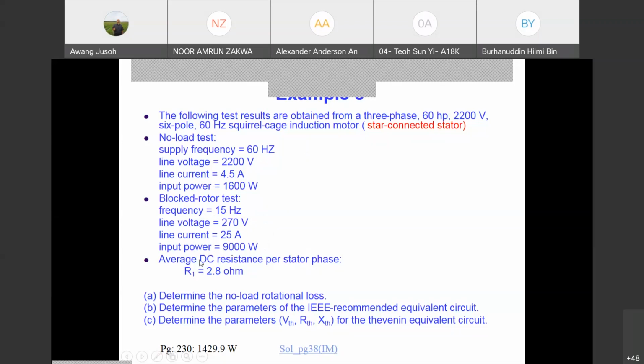And the last one, average DC resistance. This is the first test that they did, which is to measure the resistance of stator winding. So in this case, they say per phase stator equals 2.8 ohms. Okay, number 8, determine the no-load rotational loss. What is no-load rotational loss? Then you need to check the no-load test. So from no-load test, we can find the stator copper loss, and we can find the rotational loss.